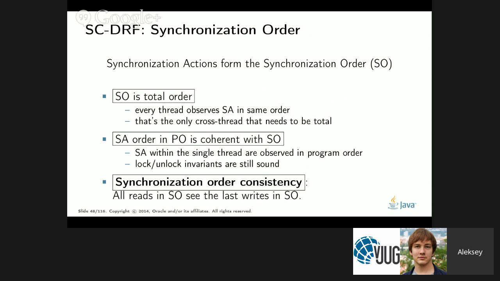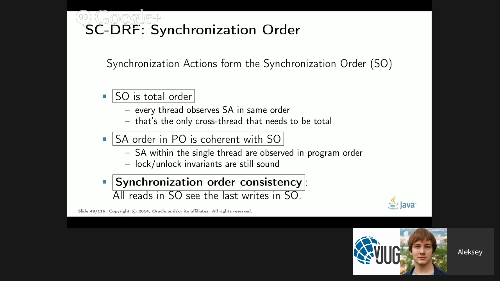So synchronization actions form the synchronization order. They are bound in this synchronization order. Synchronization order is a total order, which means that every thread observes synchronization actions in the same order, and it also means, as we will see later, that it's the only cross-thread order that has to be total. Synchronization order is coherent with program order.